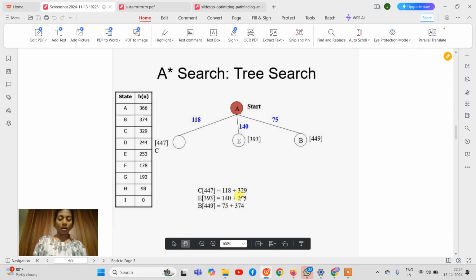When we add both values for every node, we'll end up with these three values, and we'll choose the minimum value among those three. As you can clearly see, E has the minimum value of 393. So we'll start exploring node E.